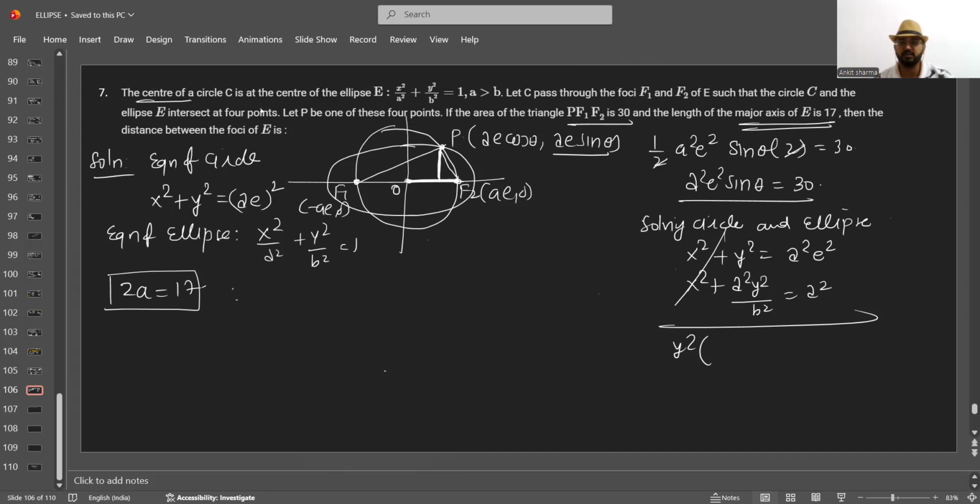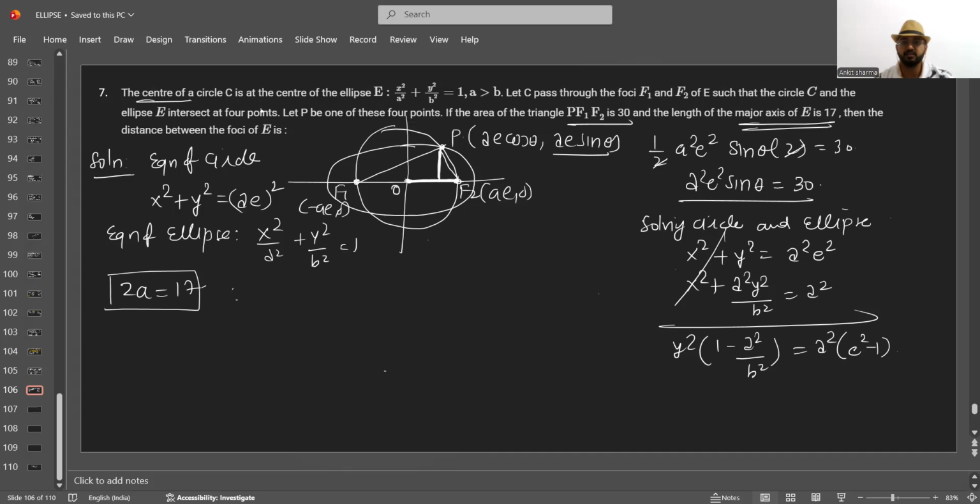So y square would be, y square is common, and I get 1 minus a square over b square is equal to, I can take a square common, and this would give me e square minus 1. Now let's see here, what do we do? Okay, something at least we're getting here.